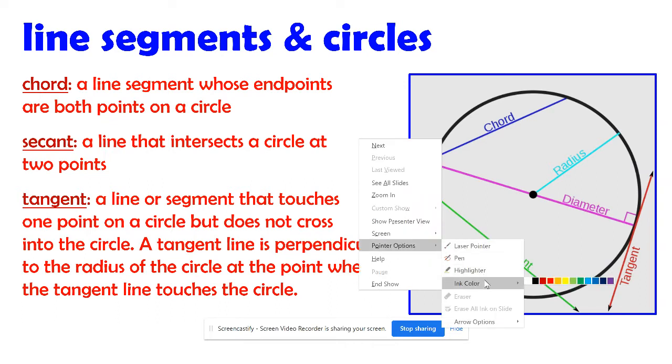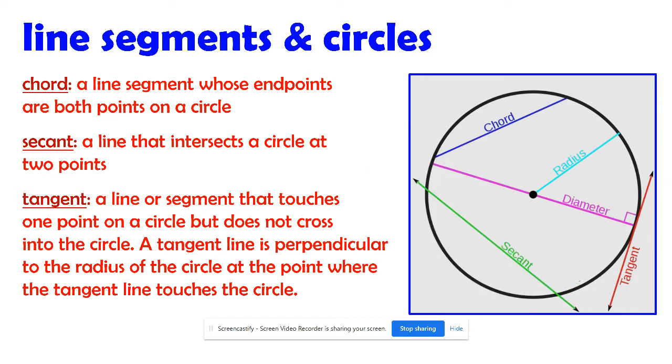The first vocab word we have is chord. A chord is a line segment whose endpoints are both on a circle. So on the picture here, you see this dark blue line segment. That is a chord. Both of its endpoints are on the outside of the circle.